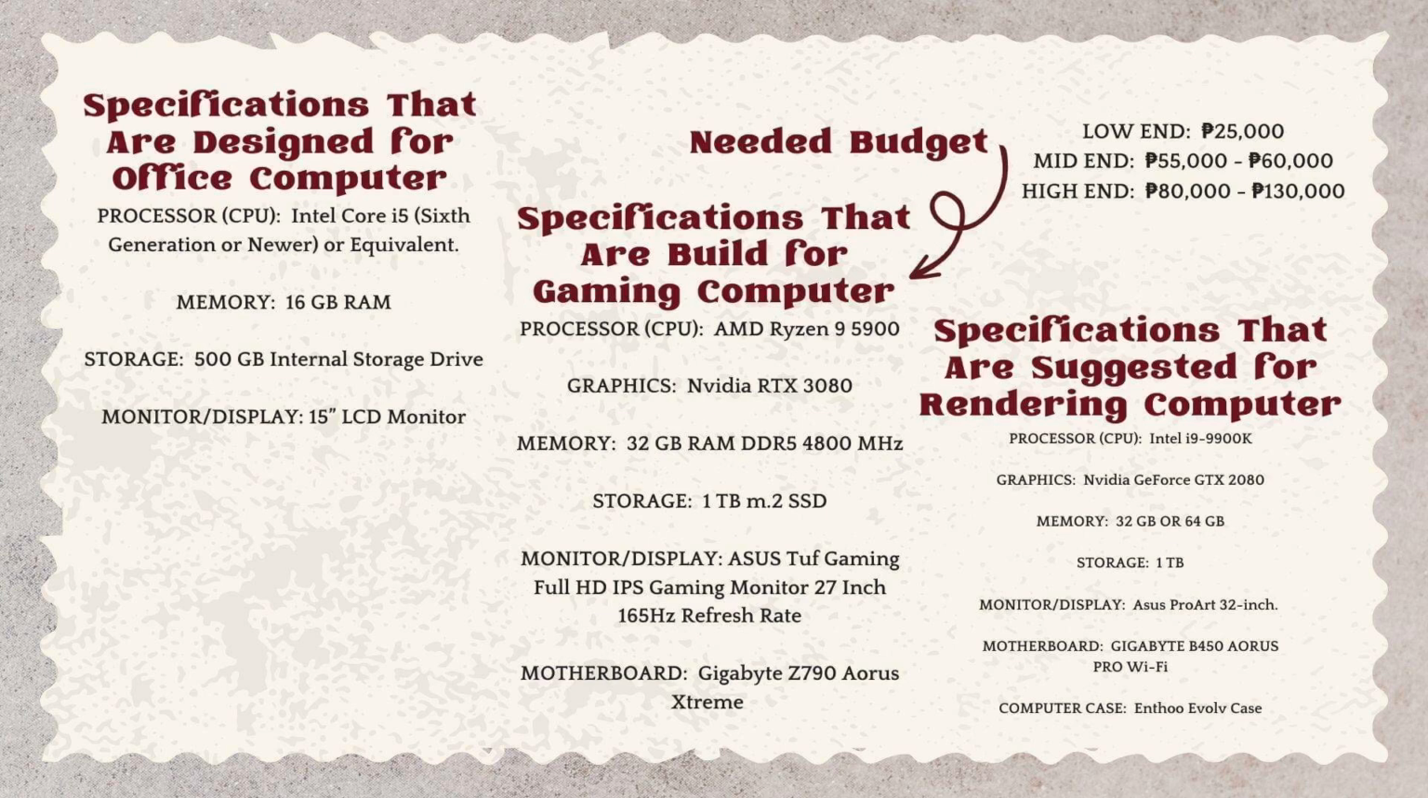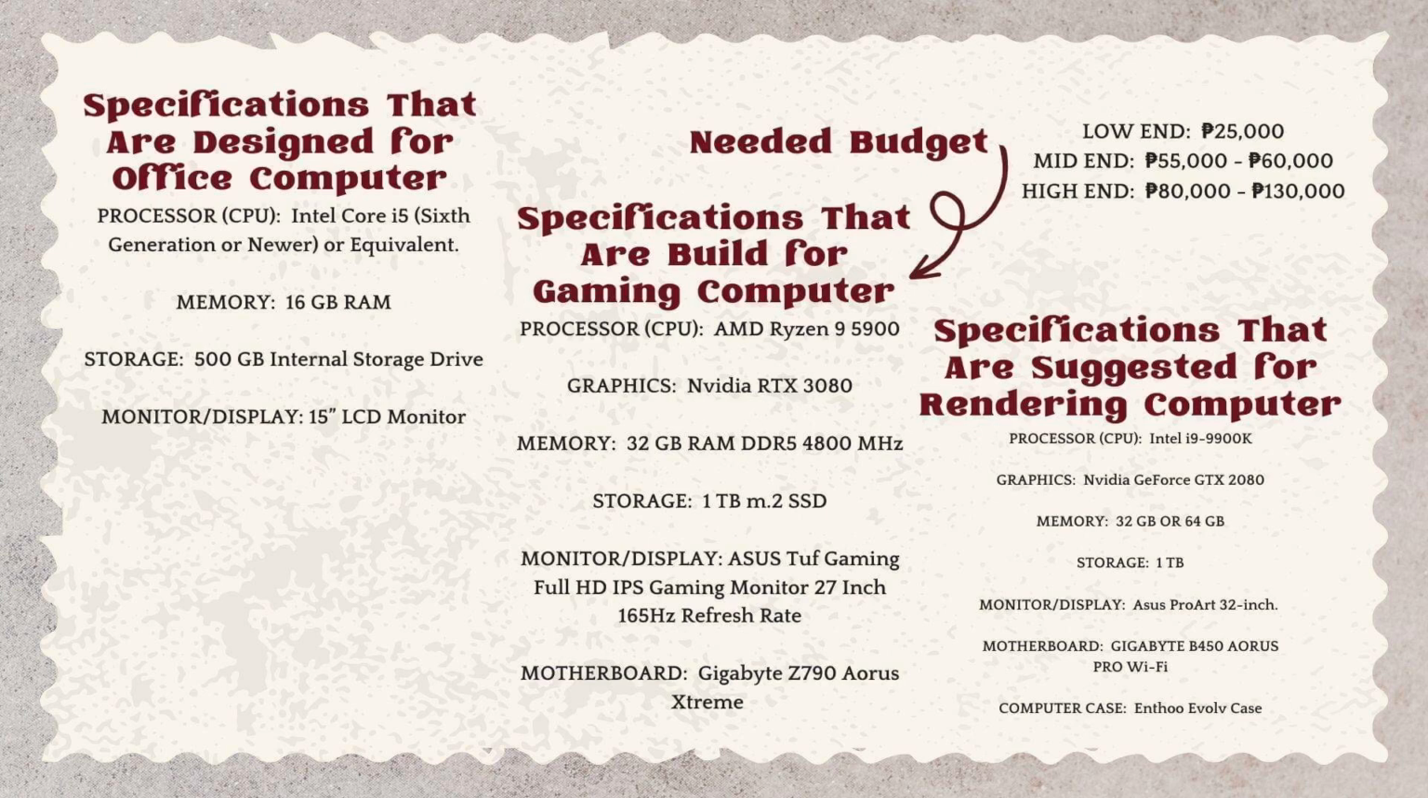And for gaming computers, you would need an AMD Ryzen 9 5900 processor. And for smooth graphics, you would need an NVIDIA RTX 3080. And for your memory, you would need 32GB RAM DDR4 4800 MHz. And for your storage, you would need at least a terabyte of storage. For the monitor, you would need an Asus TUF 27-inch Full HD monitor with a refresh rate of 165Hz. And for the motherboard, a Gigabyte Z790 Aorus Extreme is enough.